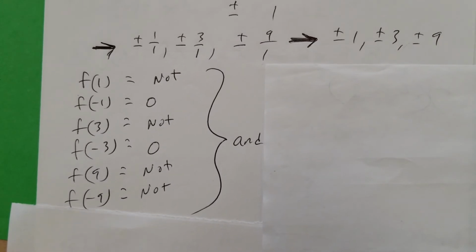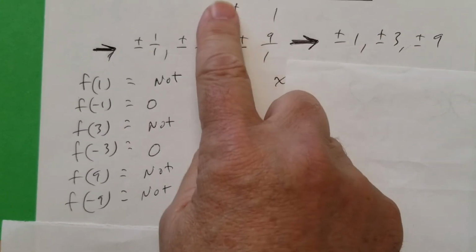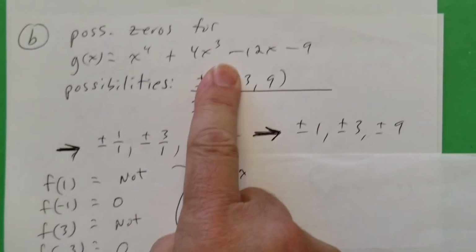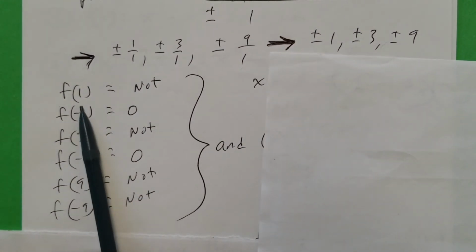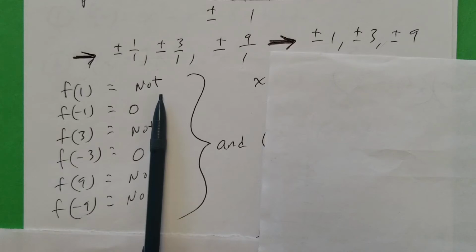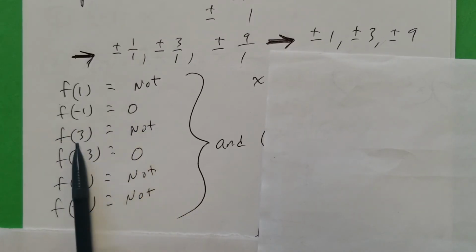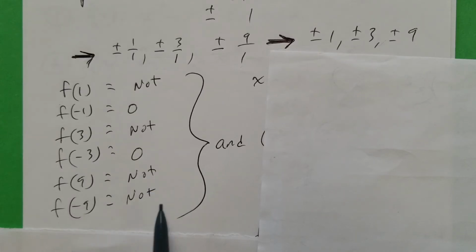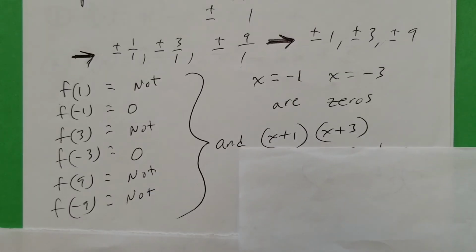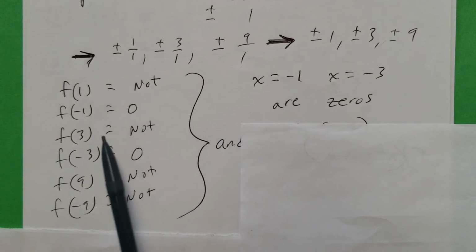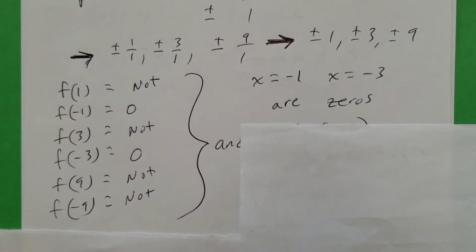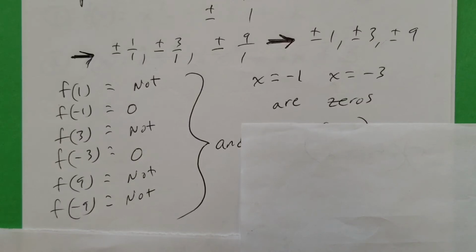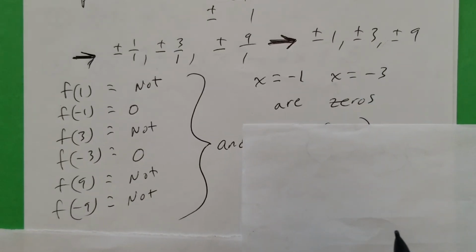I'll move it up. Remember, this is our polynomial up here, right? So I plugged in 1, and it didn't come out to 0. I plugged in negative 1, it worked. 3, no. Negative 3, yes. 9, no. And negative 9, no. So that means negative 1 and negative 3 are zeros. I found 2 intercepts, negative 1 and negative 3.